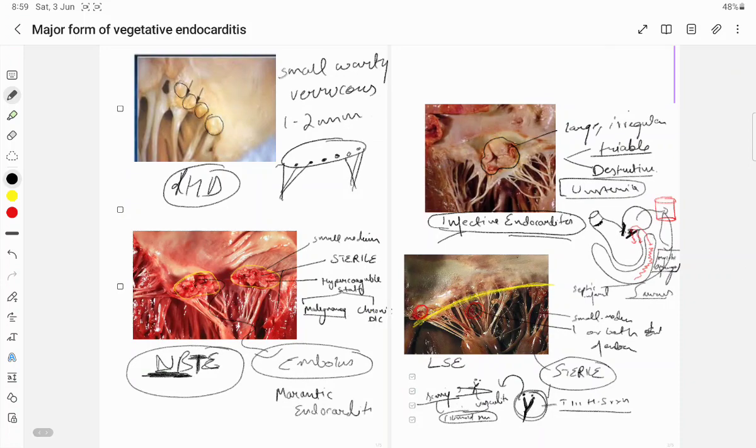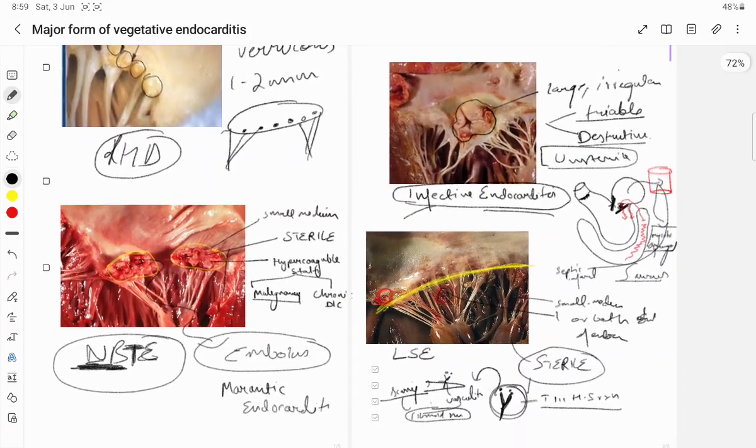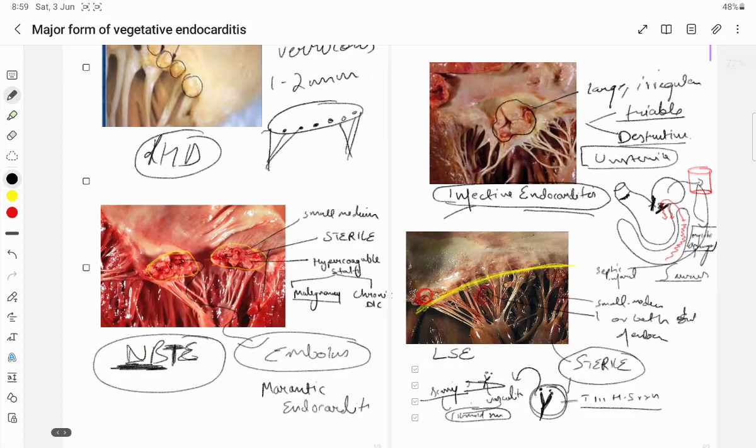So in this video we studied four vegetations. The first one was small warty vegetations seen in RHD. Then large irregular friable vegetations which are unsterile, seen in infective endocarditis, prone to cause destruction. Then small to medium sterile vegetations seen in hypercoagulable states, along the line of closure: nonbacterial thrombotic endocarditis. Lastly, the vegetation found above, below, or on one side of the line of closure is Libman-Sacks endocarditis seen in SLE. These are also sterile vegetations.